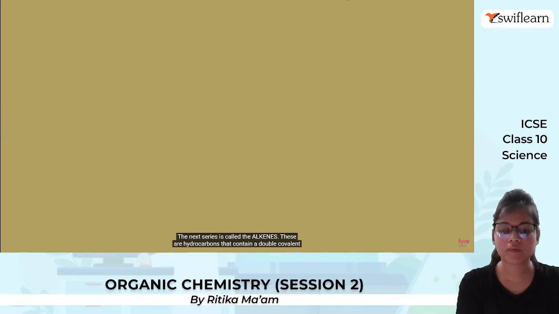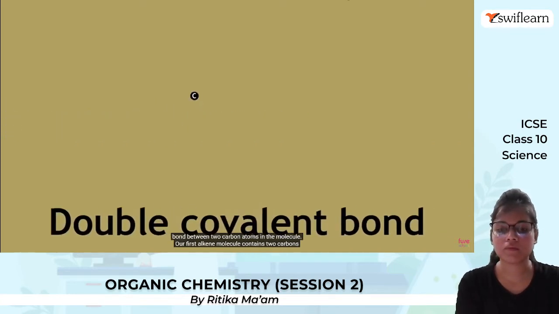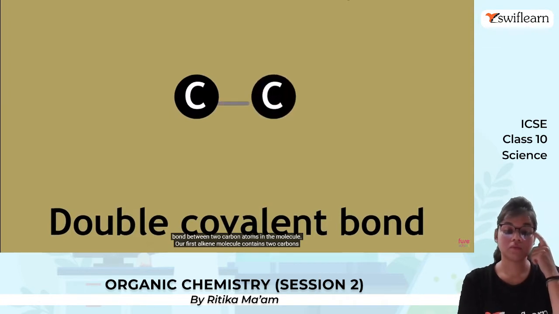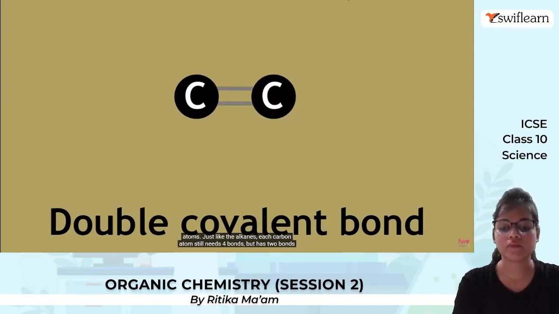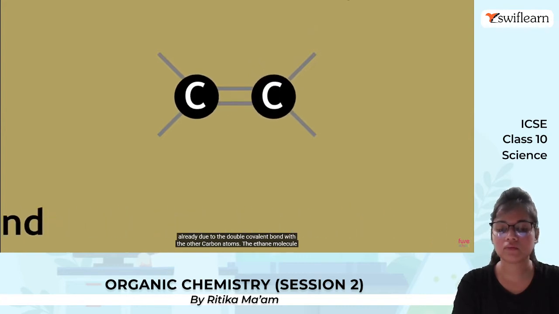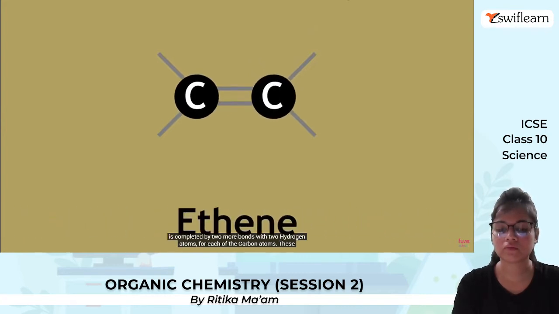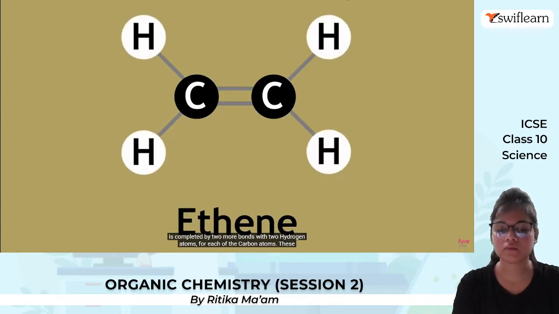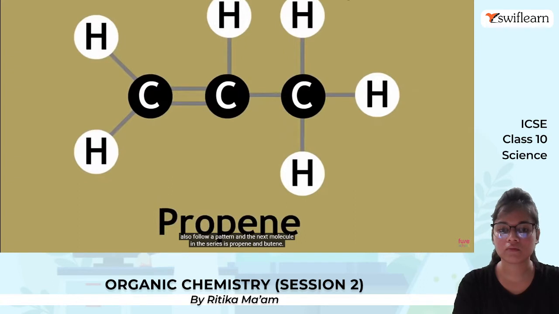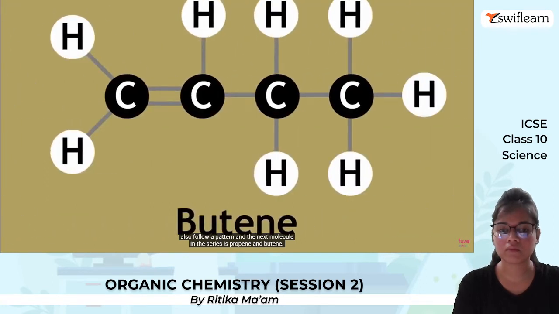These are hydrocarbons that contain a double covalent bond between 2 carbon atoms in the molecule. Just like the alkanes, each carbon atom still needs 4 bonds, but has 2 bonds already due to the double covalent bond with the other carbon atom. The ethene molecule is completed by 2 more bonds with 2 hydrogen atoms for each of the carbon atoms. These also follow a pattern, and the next molecule in the series is propene and then butene.